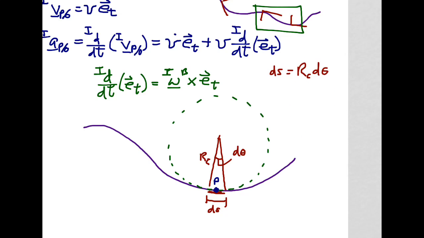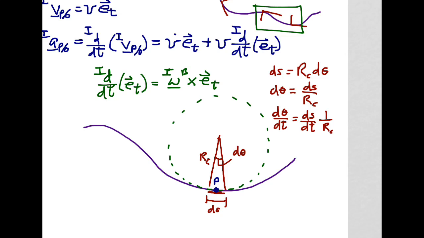Alright, move that up there. And so we rearrange, and we'll get d theta is equal to ds over the radius of curvature, r sub c. And if we divide both sides by dt, then we'll get d theta over dt is equal to ds dt multiplied times 1 over the radius of curvature, r sub c.